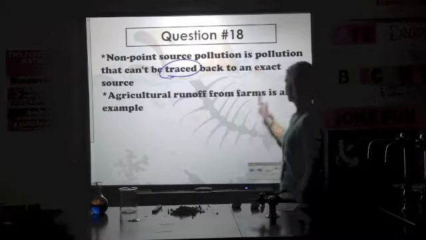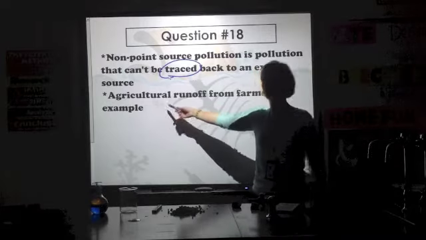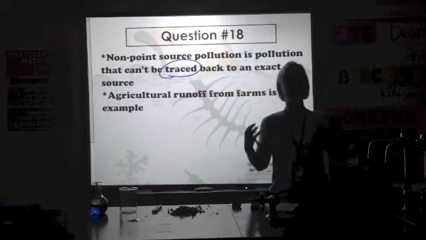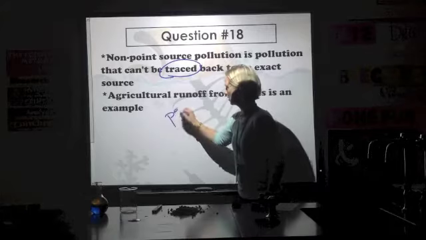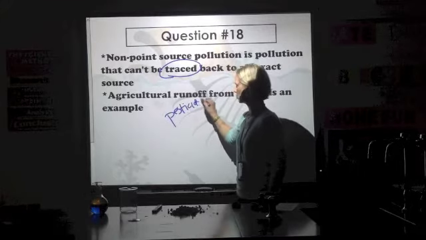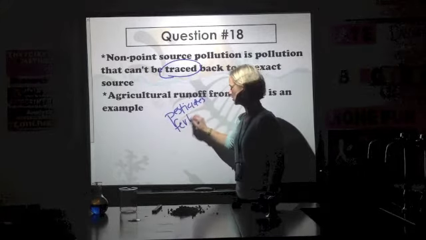Agricultural runoff from farms is going to be an example of this. So we're thinking agricultural runoff. Think about any kind of pesticides. That could be something in here for agricultural runoff. Any fertilizers.